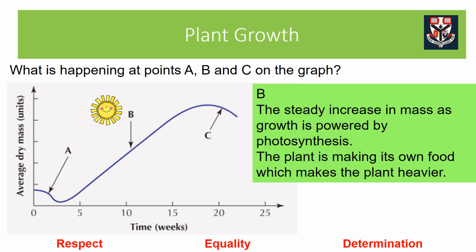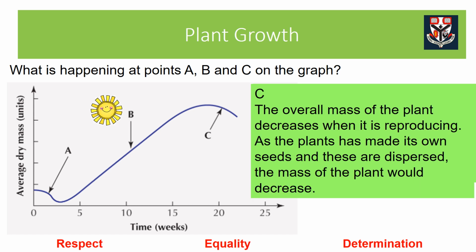At part B, we see a steady increase in mass as the growth that is occurring is powered by photosynthesis. The plant is making its own food, which makes the plant heavier.